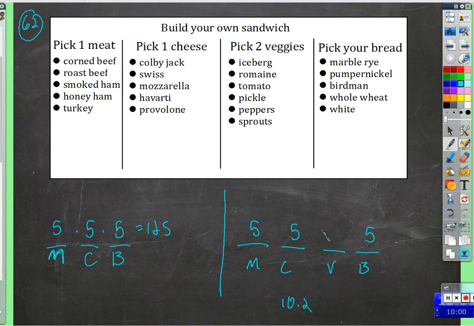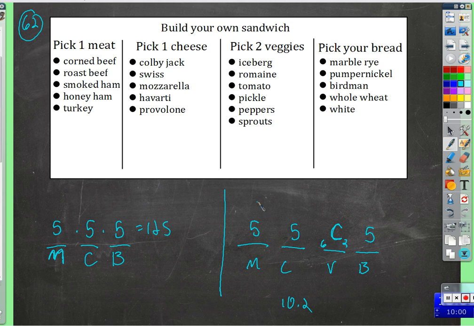Well, the long and short of it is, 6C2, from 6 different veggies, I'm choosing 2 of them, and C, because it doesn't matter if I pick pickles before iceberg lettuce. It doesn't matter. So if that order isn't important, then we use C, combinations. Combinations are just groups of stuff.